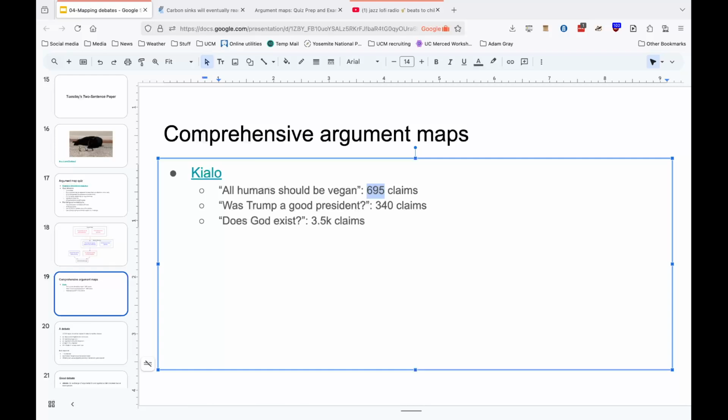There are almost 700 claims or arguments on this whole map. Whether Trump was a good president, 340 claims. The biggest one I was able to find searching around was whether or not God exists.